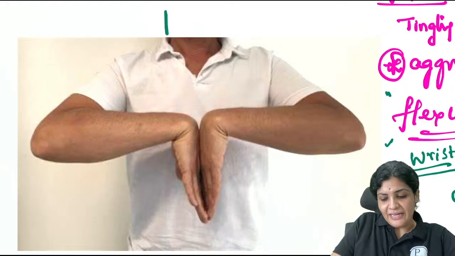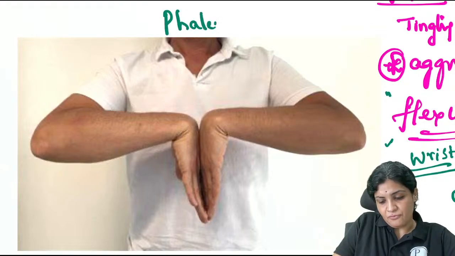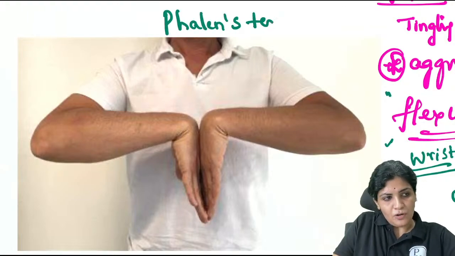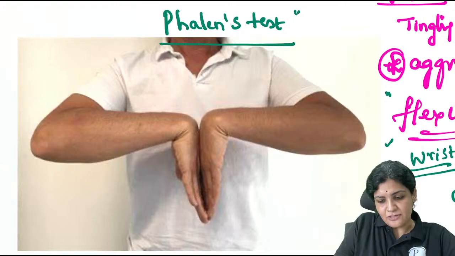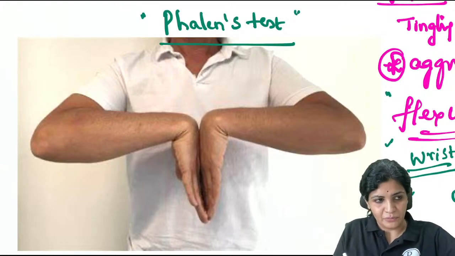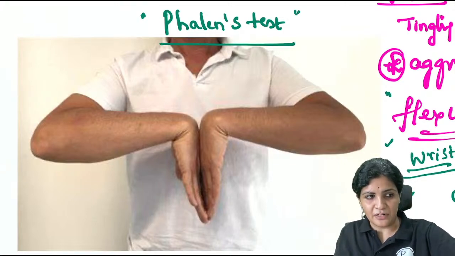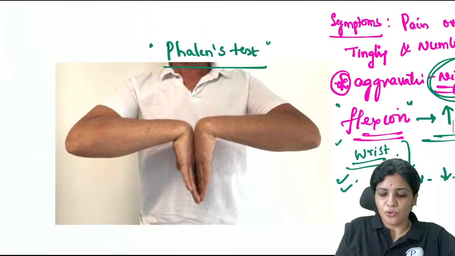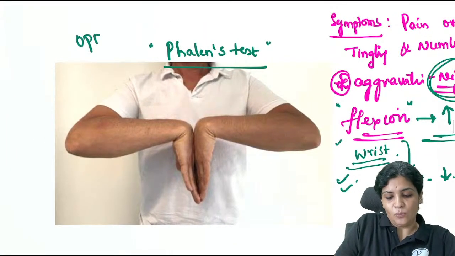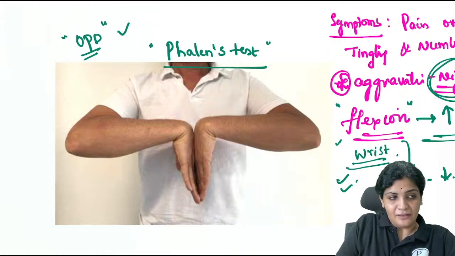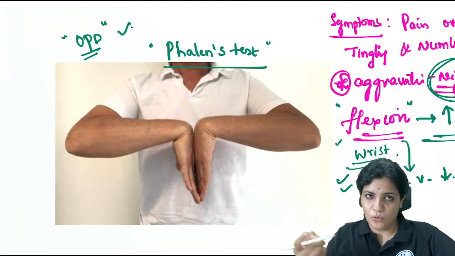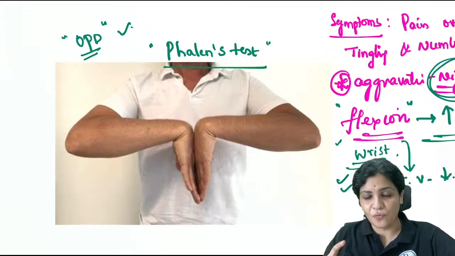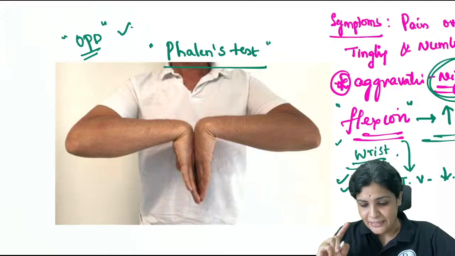So this is your Phalen's test. So what is a Phalen's test? A Phalen's test is one where you do flexion of the wrist like this. This will increase or aggravate the symptoms. You can do this test directly on an OPD basis and see whether the symptoms have increased or not. So this is the Phalen's test used for carpal tunnel syndrome.